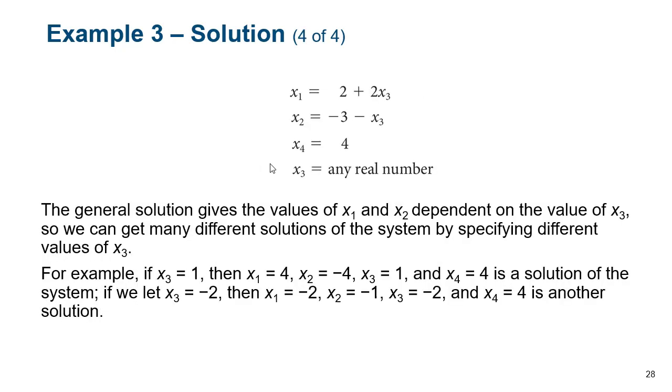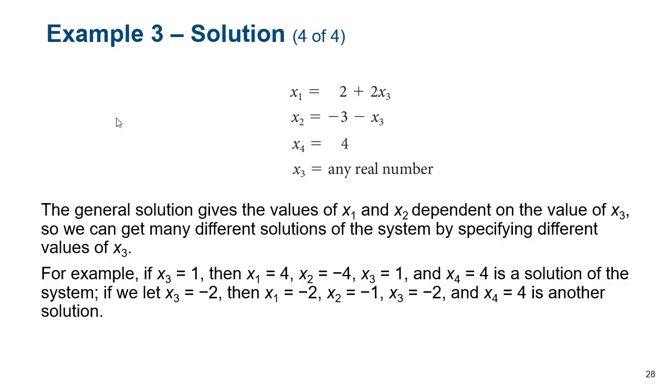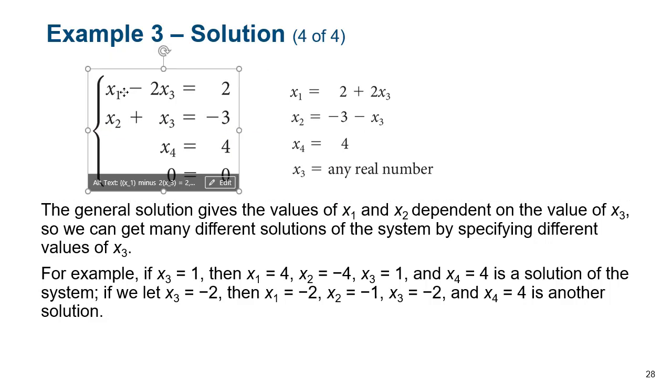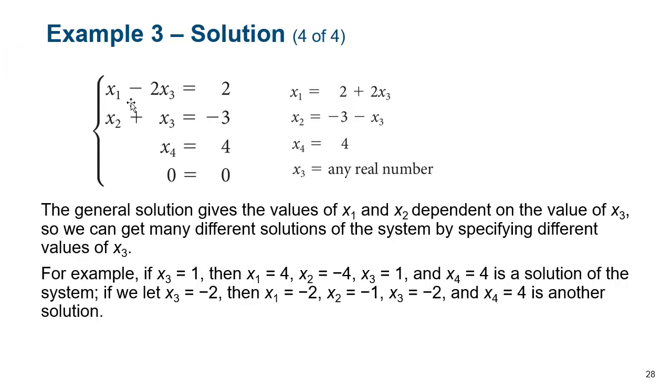Then you could take each of them and solve for one of the variables. Let's bring this over here to remind us what's going on. So you could solve for x1 by adding the 2x3 over here. So you can see x1 equals 2 plus 2x3. And then you define x2 to be something in terms of x3. It's negative 3 minus x3. And then x4 is just 4.